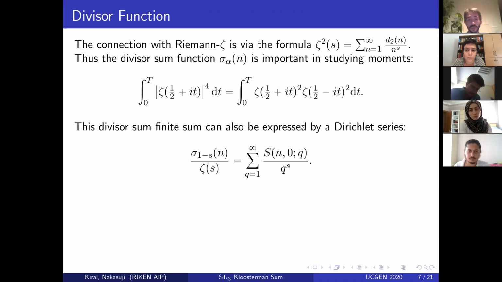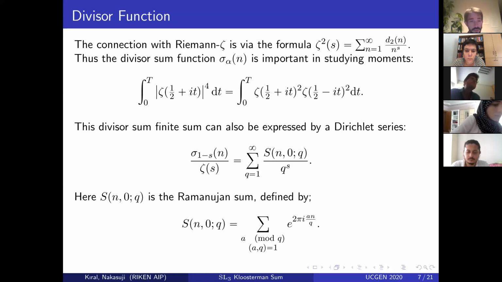At that point, you want to do something. One thing you can do, and this is how some of the proofs go, is express the divisor sum function as a Dirichlet series of, well, these are called Ramanujan sums, but they're a special case of Kloosterman sums. So this is the Ramanujan sum. The reason it's expressed here is that I'm talking about Kloosterman sums, and this is what you would get if one of the variables was 0.